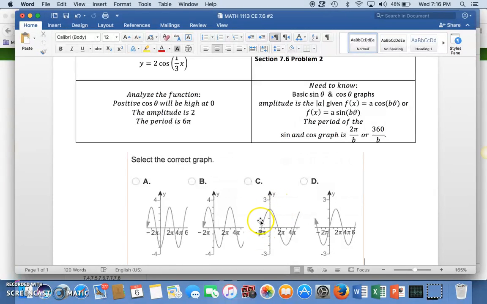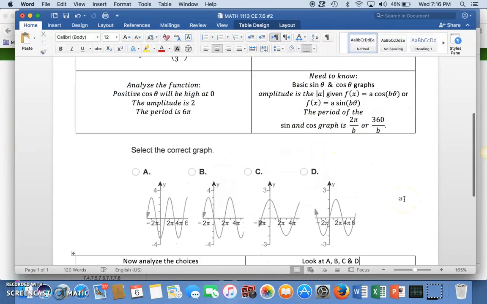Actually, from here to here, this is not a good picture. From here, it looks like it's starting at negative 2 pi and it's going to 4 pi. From negative 2 pi to 4 pi is 6 pi. So this is a cosine graph. Amplitude wrong, that's a sine graph. It would have to be that, and the period is 6 pi.